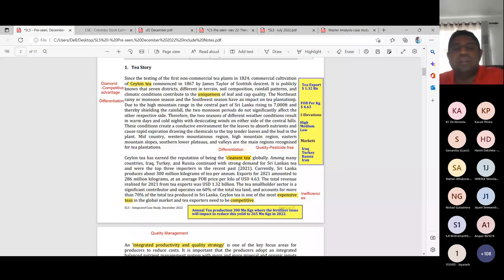Mid-country, western mountain region, high mountain regions, eastern mountain slopes, southern low plateaus and valleys are the main regions recognized for tea plantation. Then the main areas in Sri Lanka are also being given. Then Ceylon tea has earned the reputation of being the cleanest tea globally. So very important sentence, cleanest tea, right? So cleanest tea normally means the quality aspect is very high, pesticide free, right?